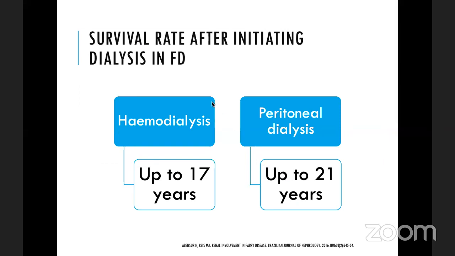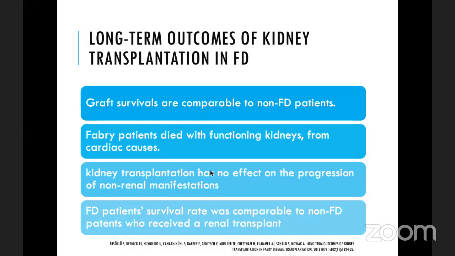Survival after initiating hemodialysis can extend up to 17 years, while in patients on peritoneal dialysis it can extend up to 21 years. Another study on long-term outcome of kidney transplant in Fabry disease showed graft survival is comparable to non-Fabry patients. Fabry patients died with a functioning kidney from cardiac causes. Kidney transplantation has no effect on the progression of non-renal manifestations. Fabry disease patient survival rate was comparable to non-Fabry patients who receive renal transplant.